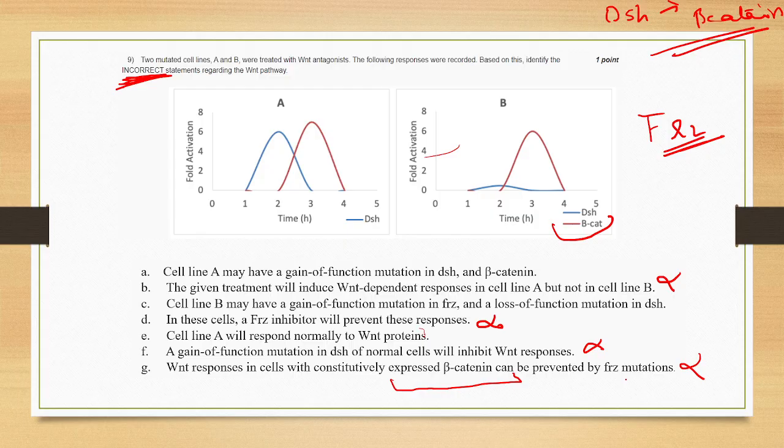Then, Wnt response in cells with constitutively expressed beta catenin can be prevented by frizzled mutations. No, because in both the cases you can see that beta catenin is expressed constitutively, with or without disheveled. That means there has been some mutation in beta catenin. So it doesn't matter whether frizzled is mutated or disheveled is mutated, beta catenin will continuously function. Here it is saying that this beta catenin expression can be prevented by frizzled mutation. No, because beta catenin has been mutated in such a way that it will continuously express.